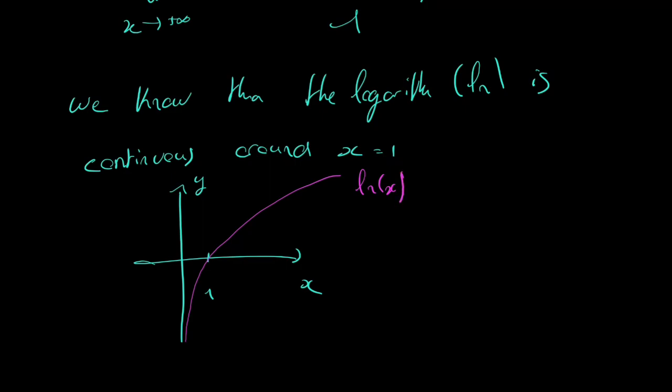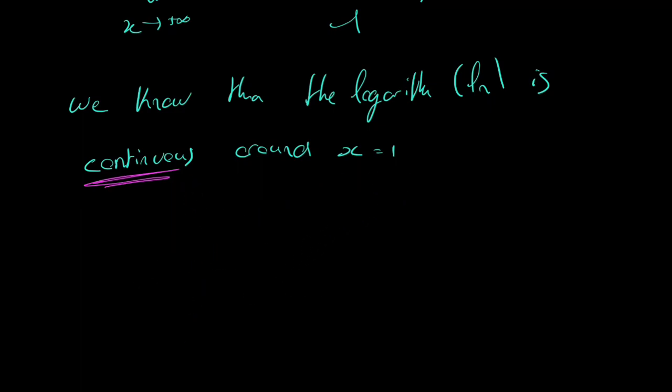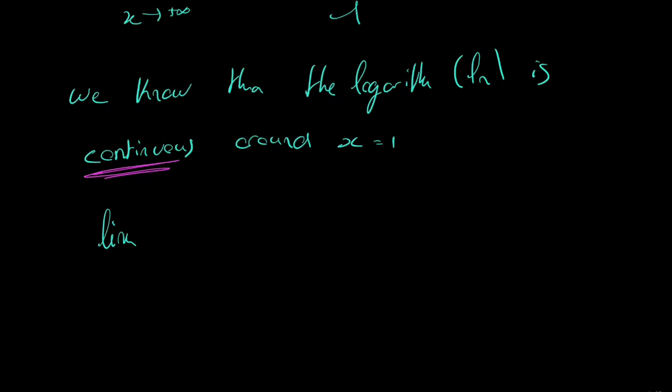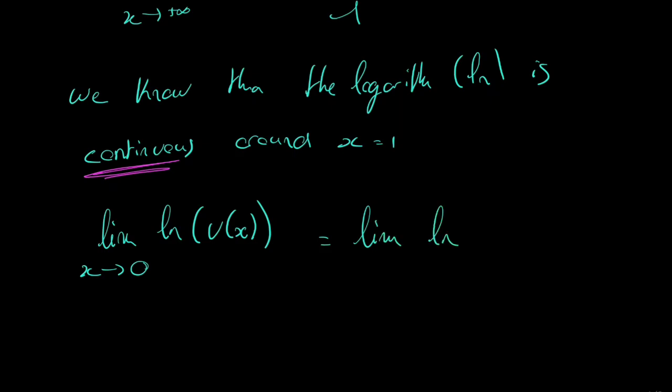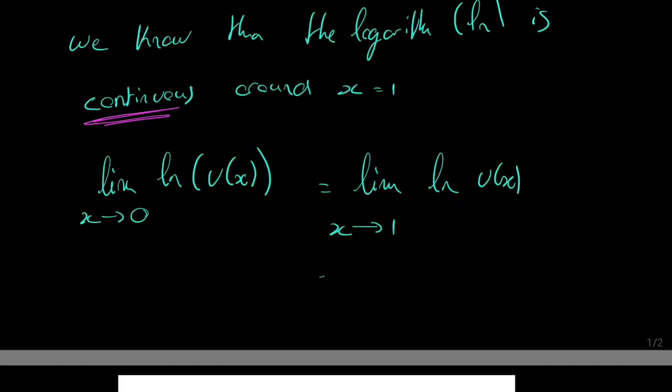And knowing that our function is continuous around 1, the limit of ln of u of x when x tends to plus infinity is equal to the limit of ln of u when u tends to 1, which is equal to ln of 1, because this is continuous, and ln of 1 is equal to 0. We can conclude by saying that a is equal to 0.